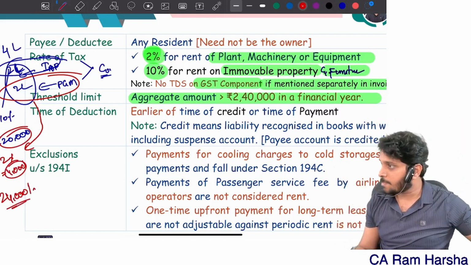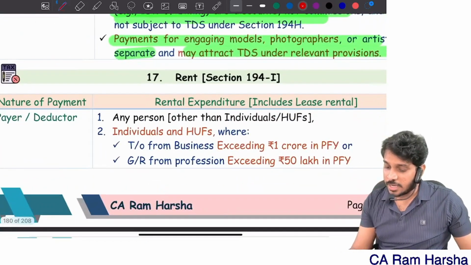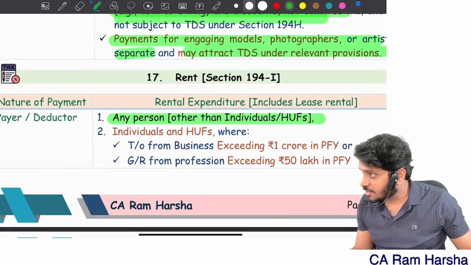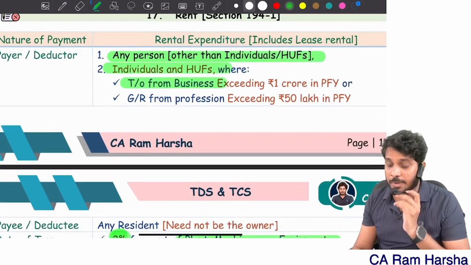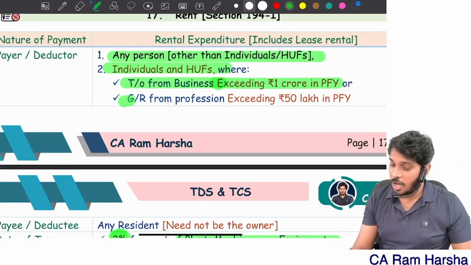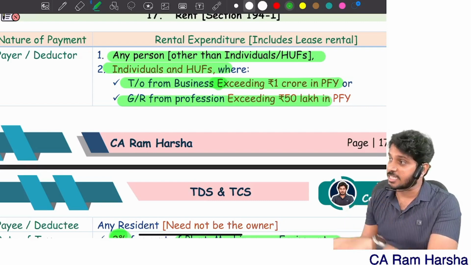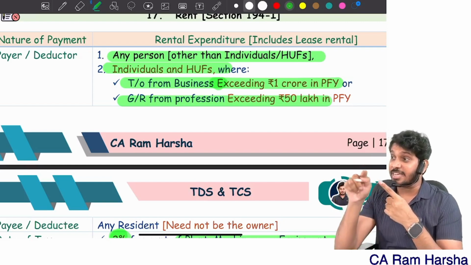Yes or no? Now who is paying this rent? Any person other than an individual and HUF. In case of an individual and HUF, this section will apply only if the turnover is exceeding 1 crore in the preceding financial year, or gross receipts are exceeding 50 lakhs in the preceding financial year. Remember, this applicability condition is the same for 8 sections.